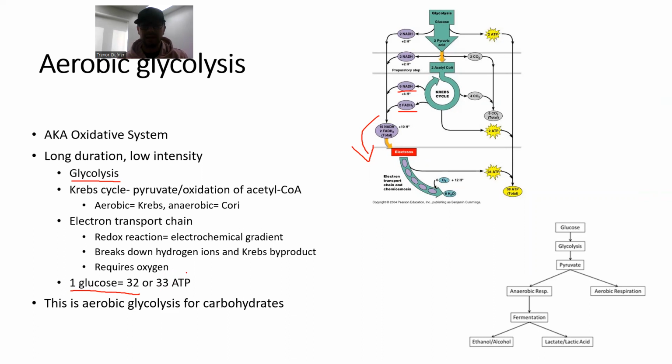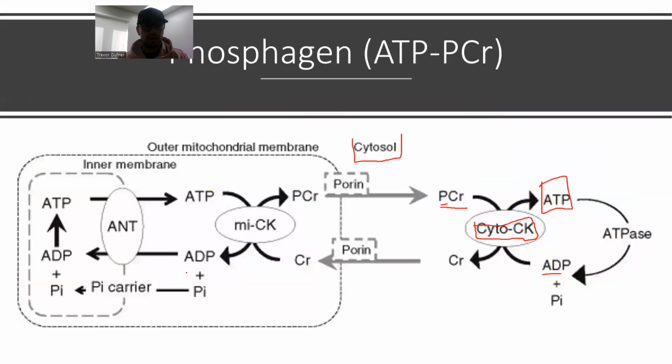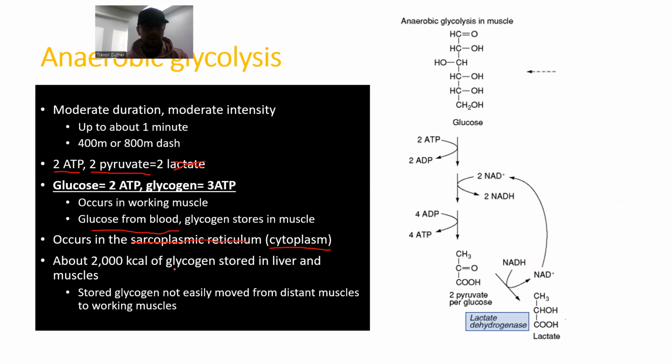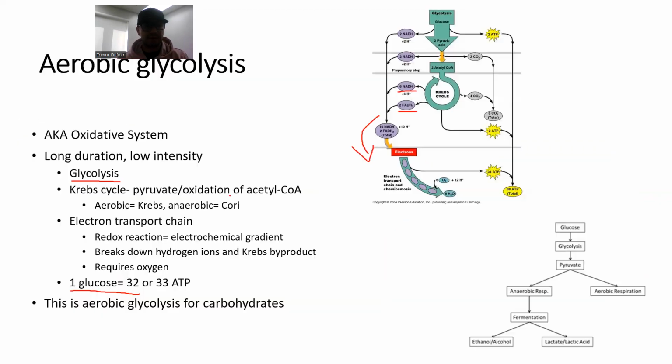Why 33 ATP? Well, if we remember all the way back here, one glycogen molecule gives us 3 ATP. So glycolysis, or one glucose molecule, depending on if we're getting it from blood glucose or from intramuscular stored glycogen, will give us 32. Or if it's intramuscular stored glycogen, will give us 33. Because remember, we're skipping that initial step, so we're using one less ATP to begin the steps. So that means at the end, we are netting more. And this is specifically aerobic glycolysis for carbohydrates.